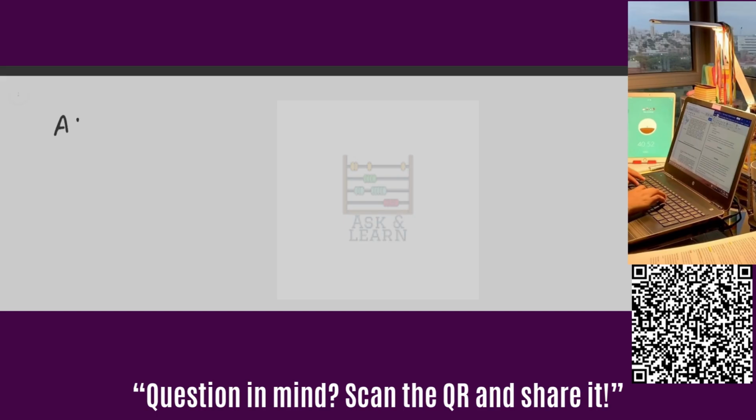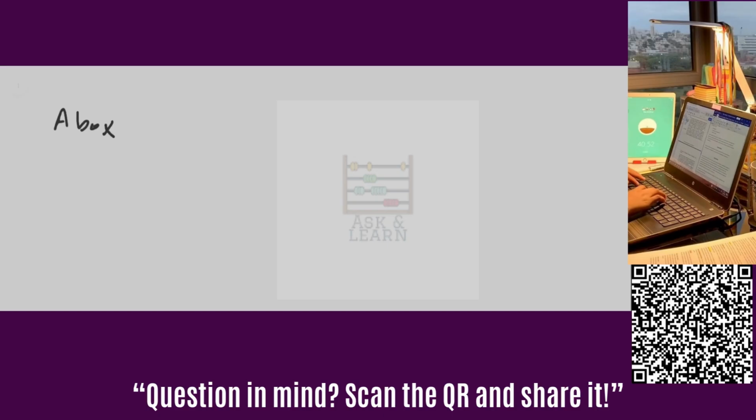A box is sliding in a positive x-axis direction. It's sliding in this direction and is slowed down by a steady wind in a minus x-axis direction. This problem involves graphical analysis.